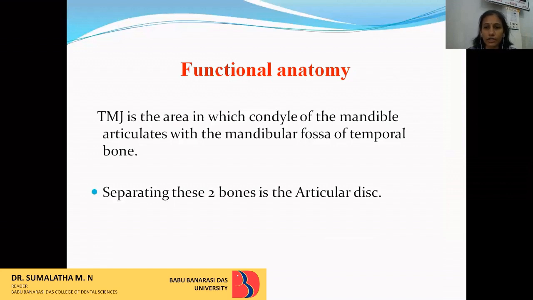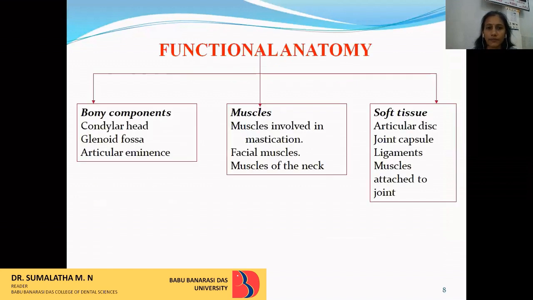Coming to the functional anatomy of the TMJ. TMJ is the area in which the condyle of the mandible will articulate with the mandibular fossa of the temporal bone. Separating these two bones, that is the temporal bone and the mandibular condyle, is the articular disc. So these are the components of the TMJ.